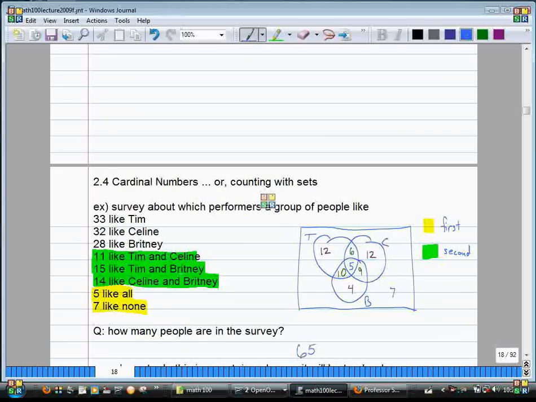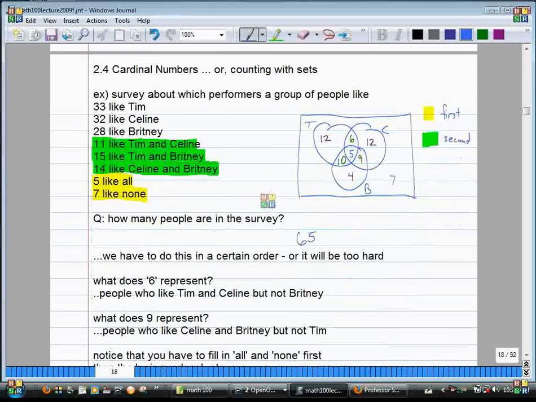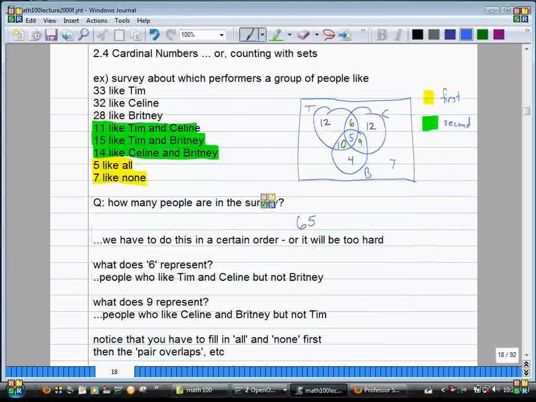So how many people are in the universe? 65. Because the universe is always everything. So, does that make sense?